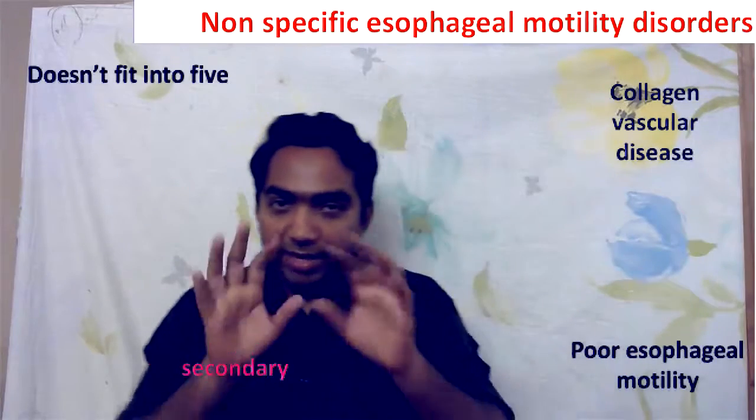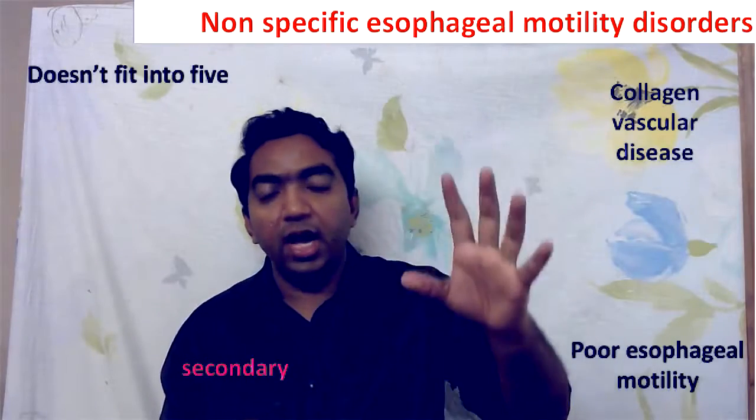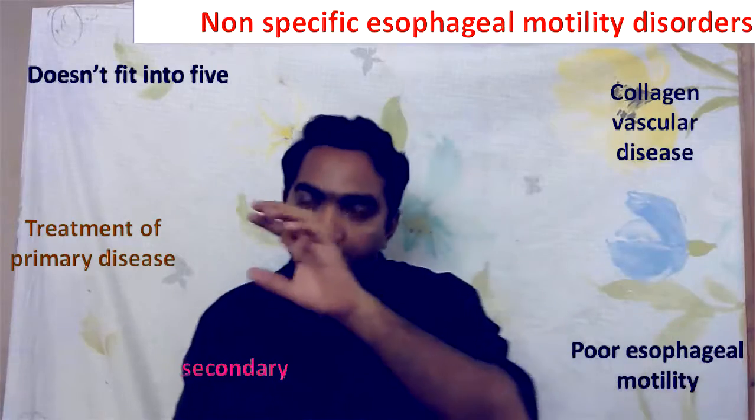This is the outline of motor disorders of the esophagus. You should know about the primary motor disorders, the 5 types of primary motor disorders, how to investigate them with manometry and esophagogram, the secondary motor disorders, and how to treat the primary disorder in case of the secondary motor disorders.